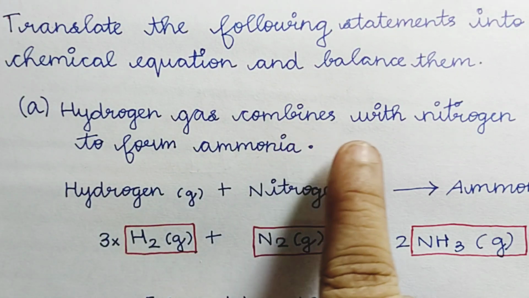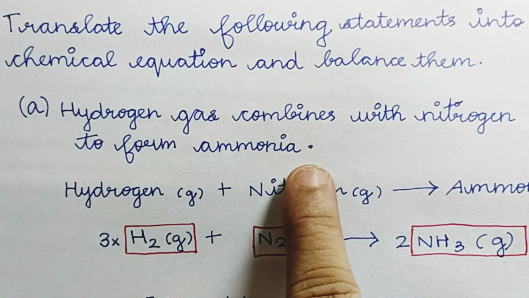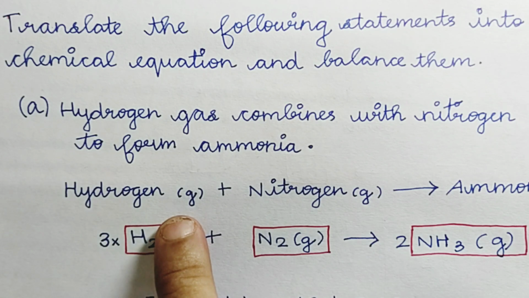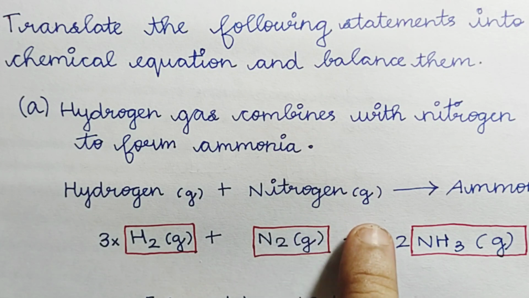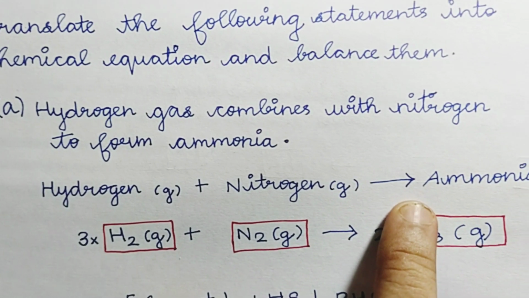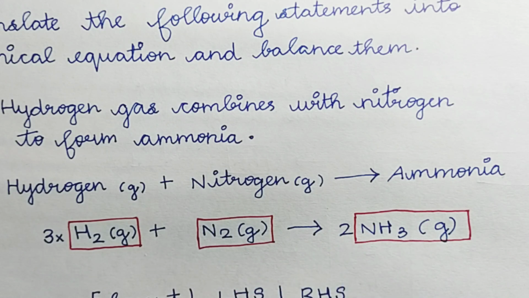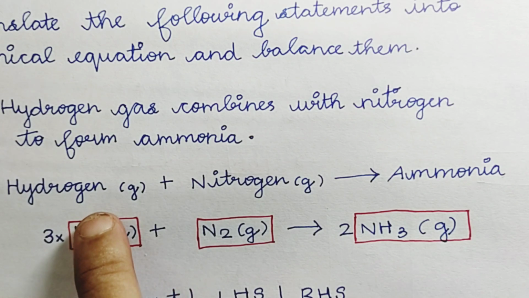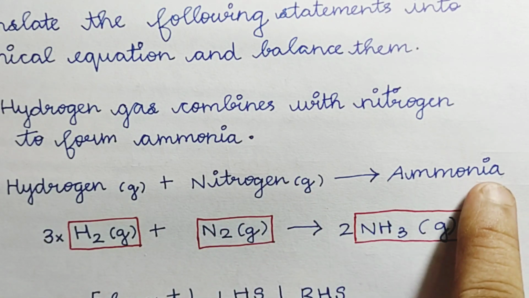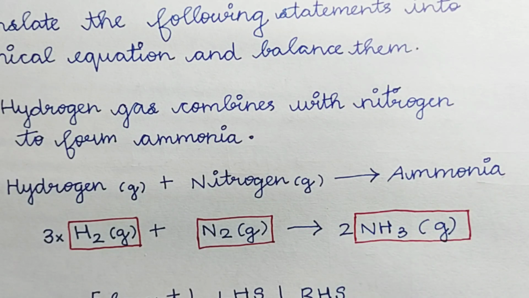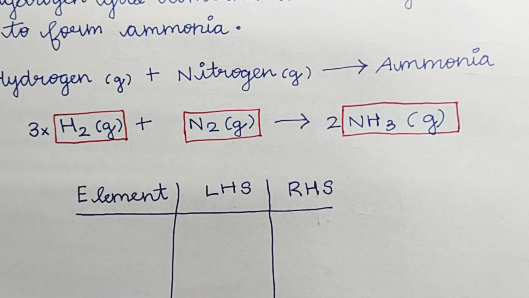Hydrogen gas combines with the nitrogen to form ammonia. So now word equation, hydrogen, so it's a gas, so G, plus nitrogen, that is also gas, so G gives ammonia. So next we will try to write that symbolic representation, that is a chemical equation. Hydrogen is a diatomic gas, so H2 gas, plus nitrogen is a diatomic gas, so N2 gas gives, formula for ammonia is NH3. Now to balance the equation, we have to follow hit and trial method.